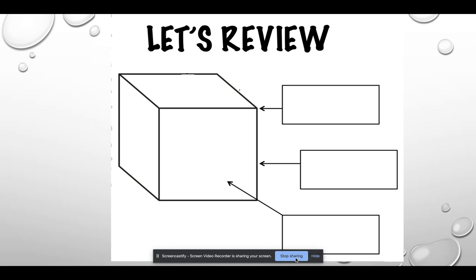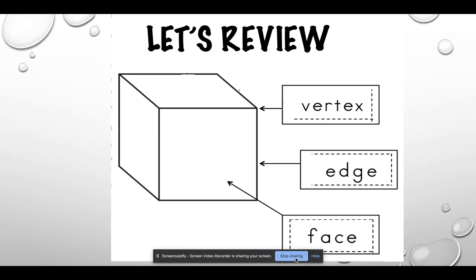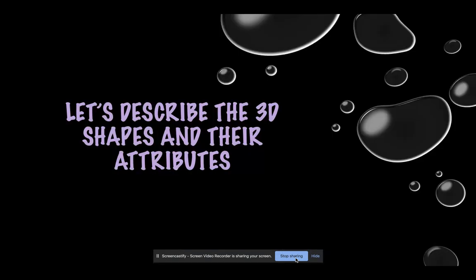So let's review. Here at the bottom, we have a face. In the middle, we have an edge. And at the top, we are pointing to the vertex. Now, let's describe the 3D shapes and their defining attributes.